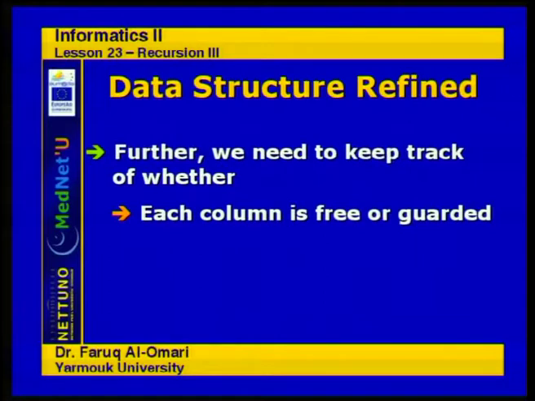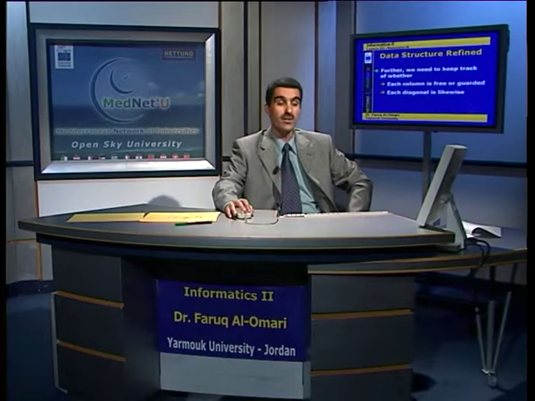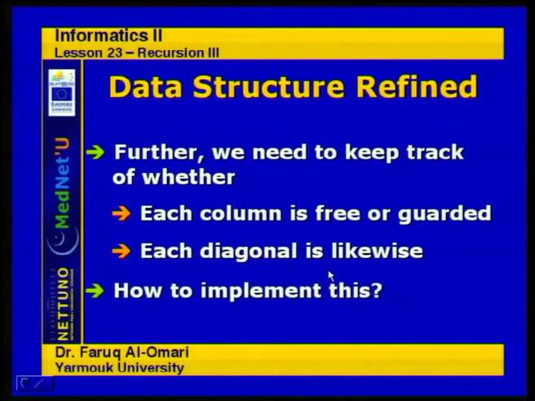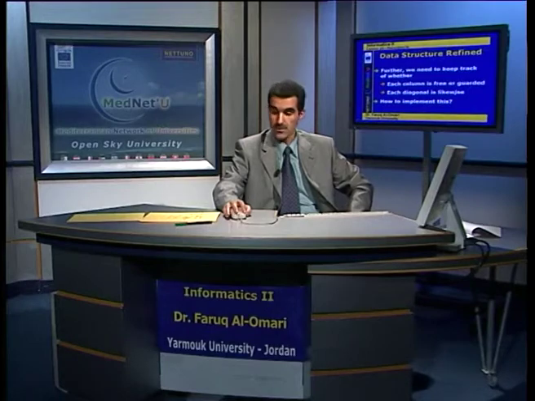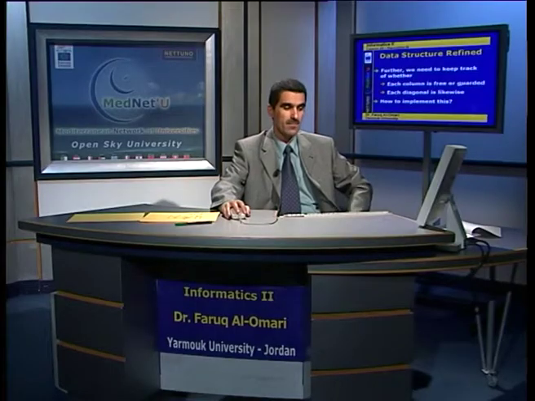Further, we need to keep track of whether each column is free or guarded. I need to look at the columns. I need to check which diagonals are free and which are guarded as well. Well, how to implement this? How to know how to look at the columns and the diagonals? I know about the rows in here, so it's done. All right? But how about these?